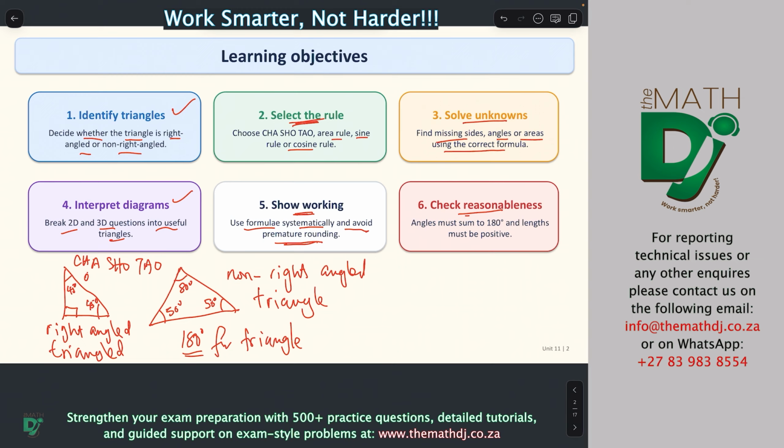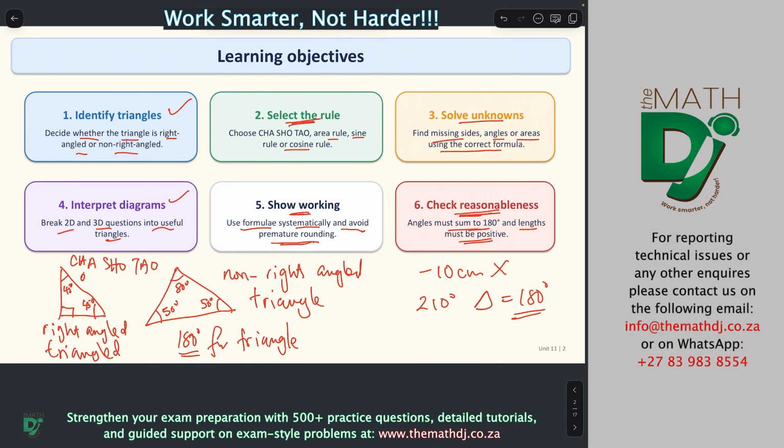So you can also check for reasonableness. Angles must sum to 180 and lengths must be positive. Otherwise, if you calculate and find that the length is minus 10 centimeters, then you know there is something wrong in your calculations. Or if you add the angles and you get 210, but you know that triangles add to 180 degrees, then you see that there's something wrong. So in your working, always check for reasonableness so that you know you have not made any mistakes. This is what we're going to cover under this section, and I believe all will be well.